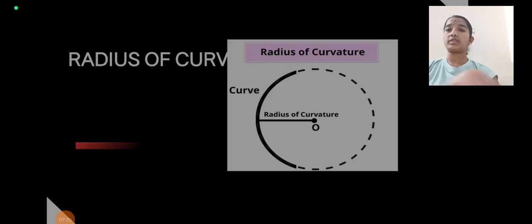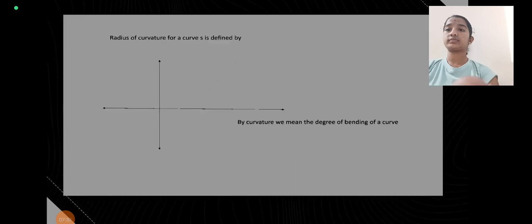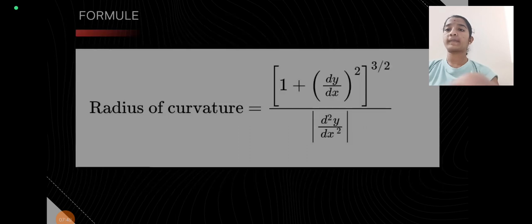Radius of curvature. Radius of curvature for a curve is defined by curvature; we mean the degree of bending of a curve. The formula of the radius of curvature is rho equals 1 plus dy by dx whole square, whole raised to the power 3 by 2, divided by d square y by dx square.